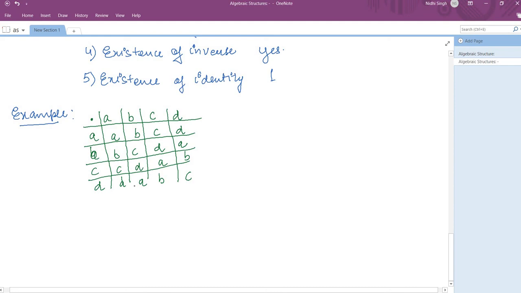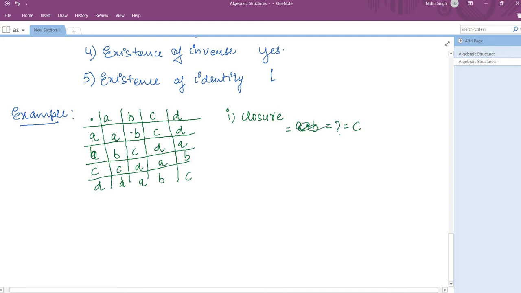For a commutative group, first we have to check the properties one by one. The first property is closure. Closure says that the binary operation is dot. So A dot B equal to what? Find A dot operation with C, and the dot operation of B, equal to C. Is it coming? No, it is not coming. So A dot C equal to C.